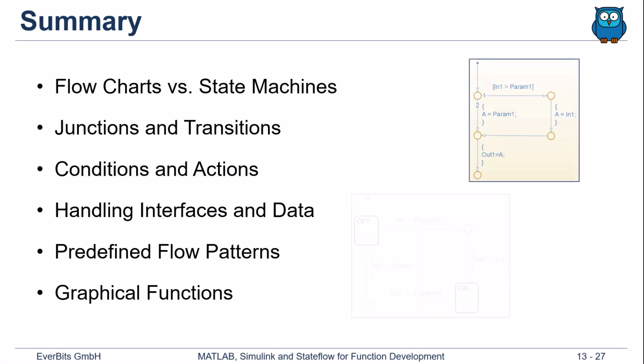As a summary for this chapter, we discussed the flowcharts versus state machines. Flowcharts are stateless systems. They use only two objects, junctions and transitions. On the transitions, we can define the conditions, and based on that condition, we can execute different actions. We learned the Model Explorer for handling interfaces and data. And we talked about the predefined flow patterns for conditions, loops, and other programming techniques. At the end, we introduced the graphical functions as reusable functions, which can be called globally in the complete model. And in the next chapter, we will dive into the state machines.